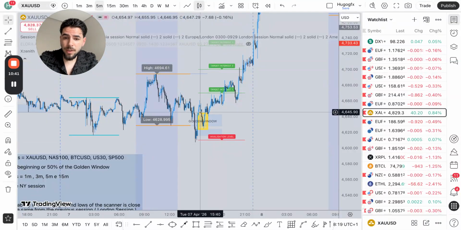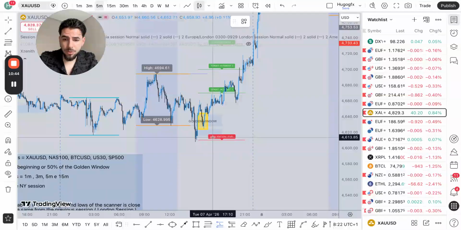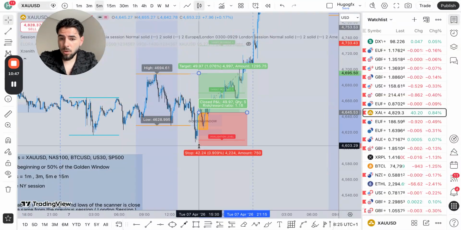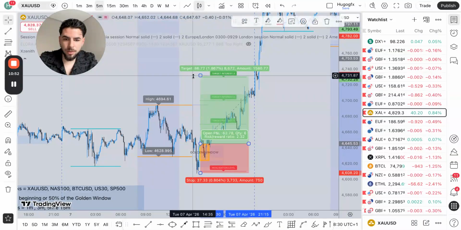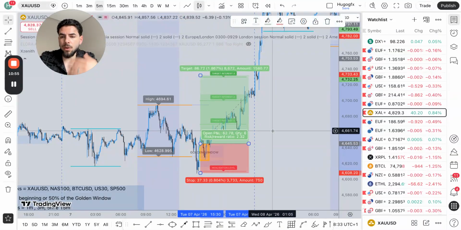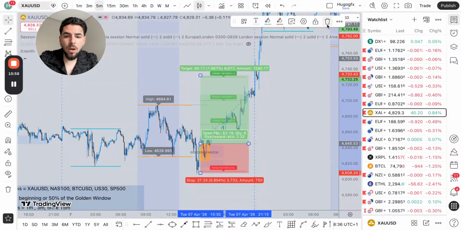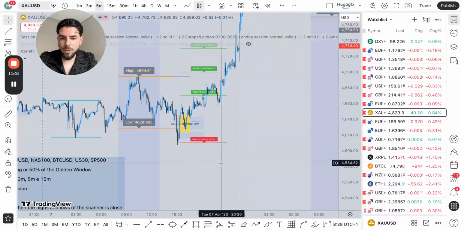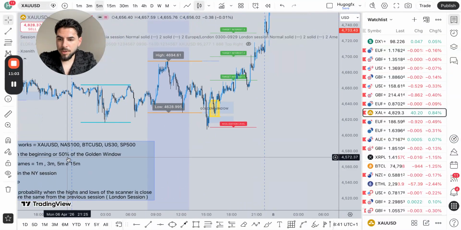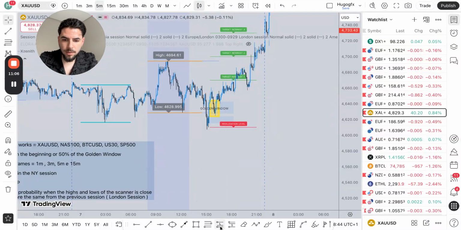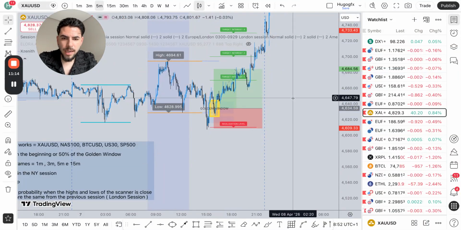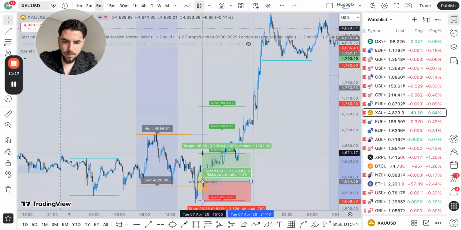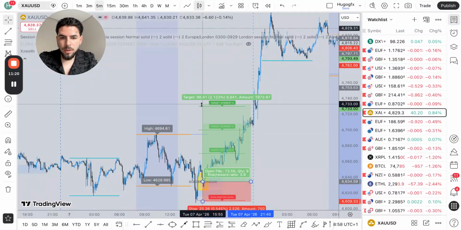So again, you would have two possibilities here: entering at the beginning of the golden window, stop loss down below, and targets 1, 2, and 3. The first one is 2.32 risk to reward. Very good, right? Or, as you guys know, the second entry opportunity is the 50% of the golden window. So 50% of the golden window is right here. The invalidation level would be our stop loss, and again, we would have targets 1, 2, and 3.